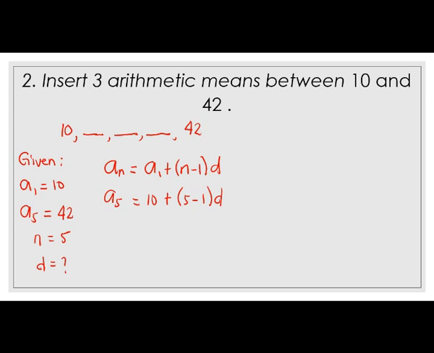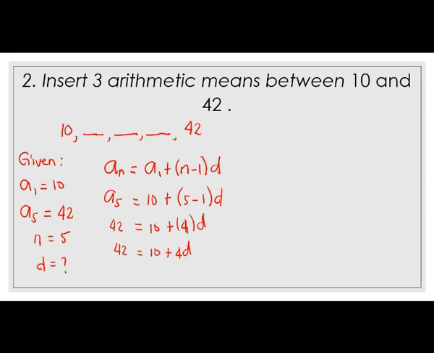Now, naa man tayo'y value sa atong a sub 5, di ba? Our a sub 5 is equal to 42. So, we substitute that. That would be 42 equals 10 plus 5 minus 1, which is equal to 4. Sorry, 4 times the common difference d. So, from here, we copy 42, and that's equal to 10 plus 4 times d, which is 4d. Now, from here, ang atong gusto nga pangitaon is ang value sa d. So, dili na kinahanglanon ni si 10 dire.